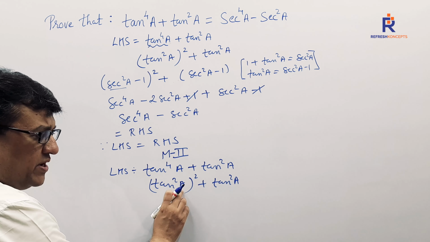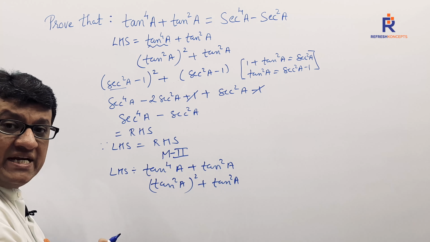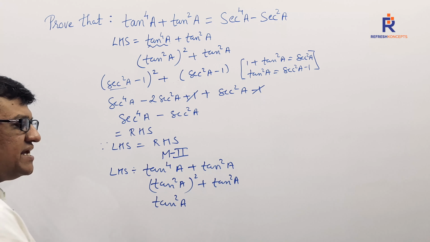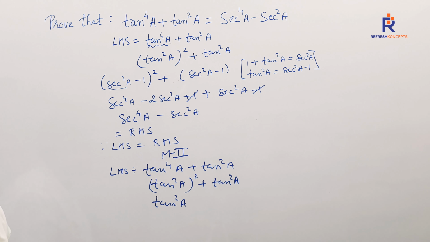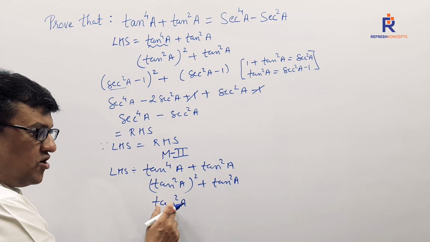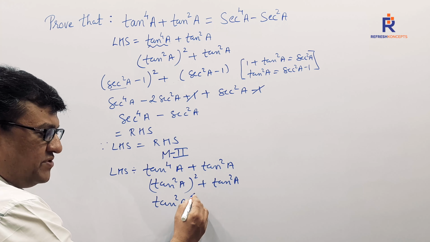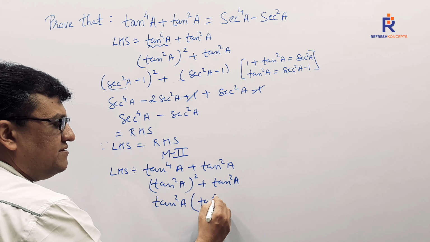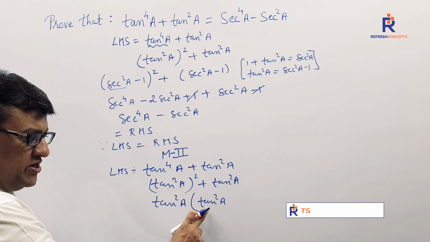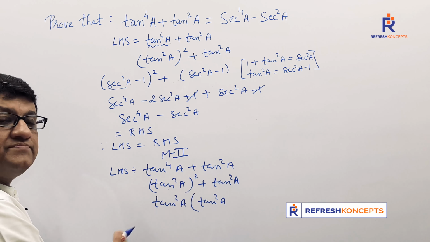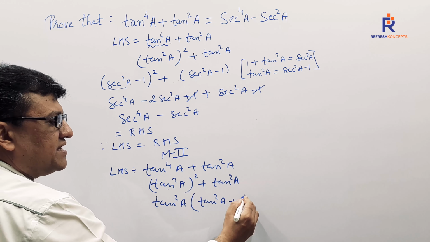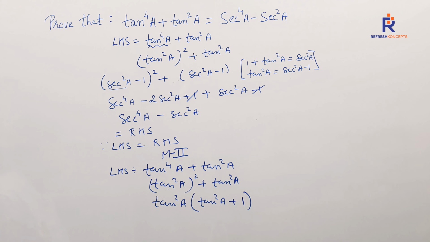Can I say this is tan square a, the whole square? That means there are 2 tan square a terms involved. Can I take tan square a common? So when I say tan square a common, can I say I'm left with one more tan square a? Tan square into tan square a, tan to the power 4. Plus, since I have taken tan square a common, can I say tan square a plus 1?